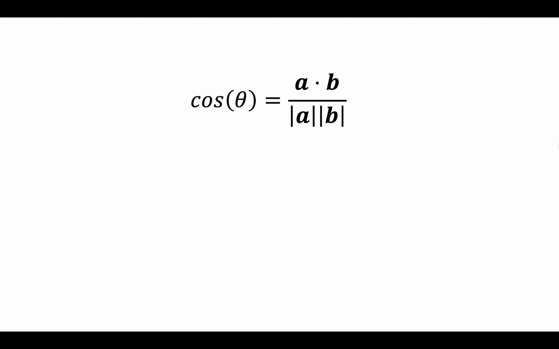So from our equation earlier, we have that cos of theta is equal to a dot b divided by the magnitude of a multiplied by the magnitude of b. We can rearrange this to get that a dot b is equal to the magnitude of a multiplied by the magnitude of b multiplied by cos of theta.